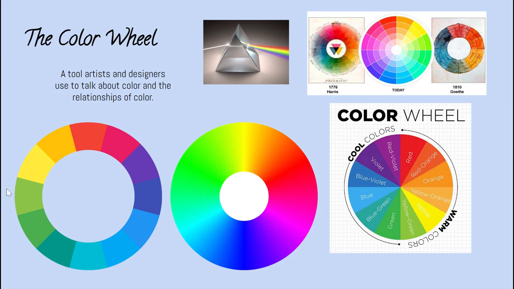If you look at the very simplified one, you'll see it's broken down into 12 segments of primary, secondary, and tertiary colors. But as we work digitally, we'll see the color space of the color wheel much differently, with lots of transitions between colors and ranges of the possibilities of color.